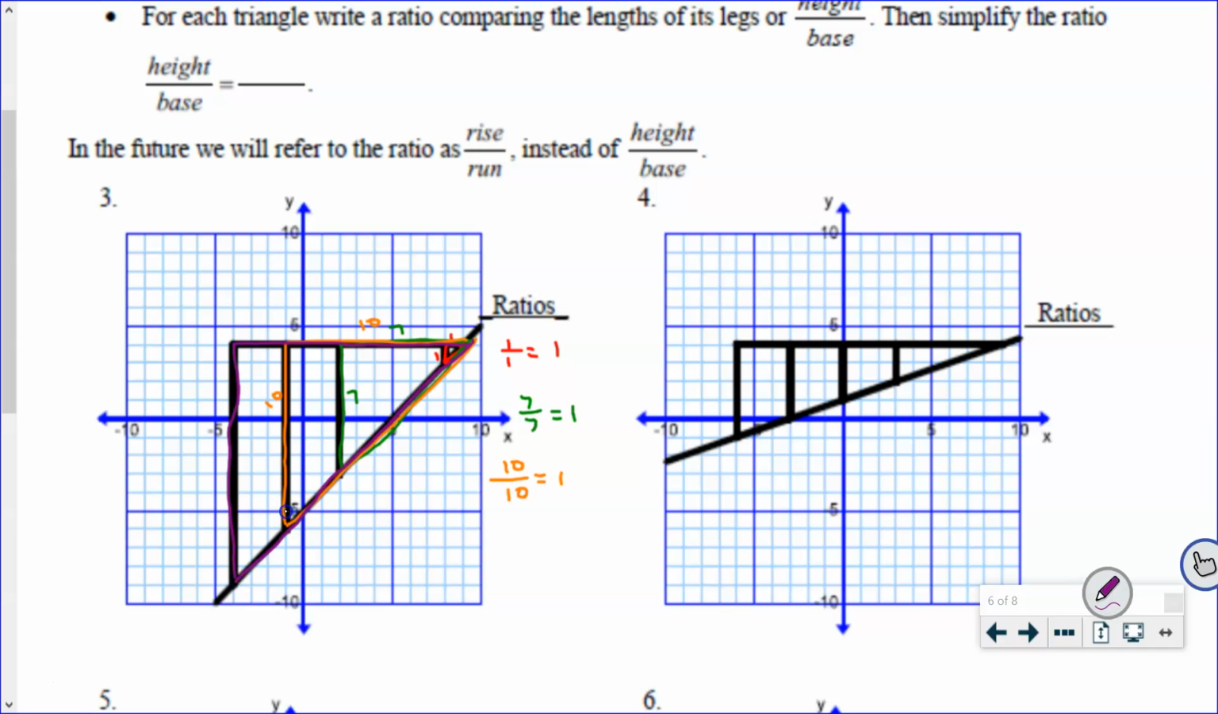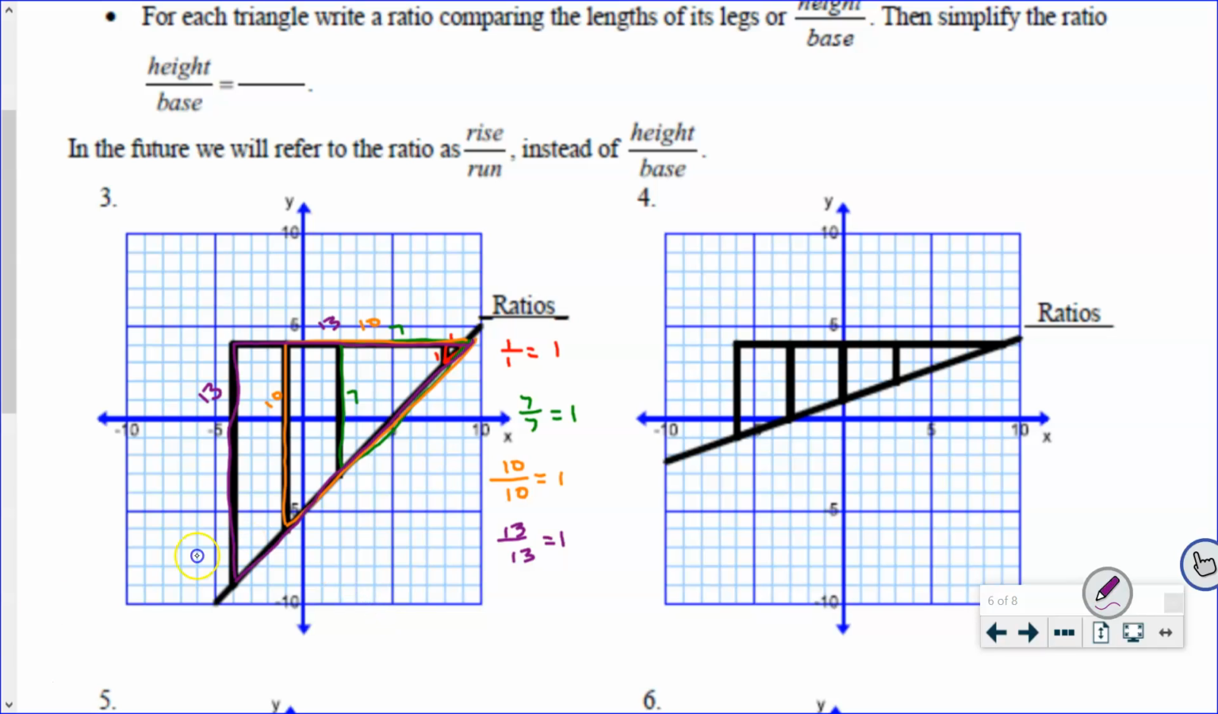Voices off. Last one. Let's count the rise. 1, 2, 3, 4, 5, 6, 7, 8, 9, 10, 11, 12, 13. And the run, 1, 2, 3, 4, 5, 6, 7, 8, 9, 10, 11, 12, 13. And 13 over 13, how about that? It's also 1. Pretty easy, right?